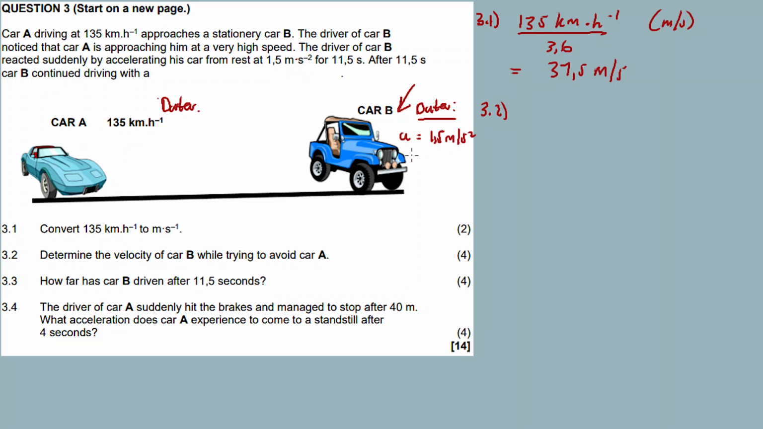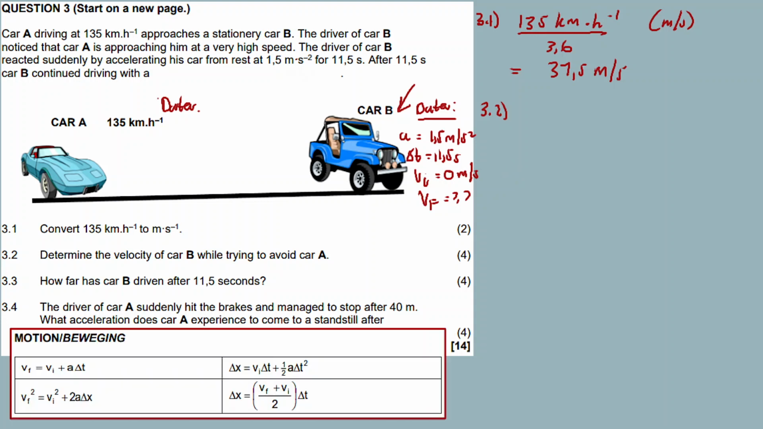Alright. Then they also give us the time, delta t, 11.5 seconds, and she accelerates for 11.5 seconds, right? And the car was stationary, meaning that the initial velocity was 0 meters per second, right? Now what we want is the velocity of car B while trying to avoid car A, meaning that is our final velocity. It's unknown, we want to calculate it, right?